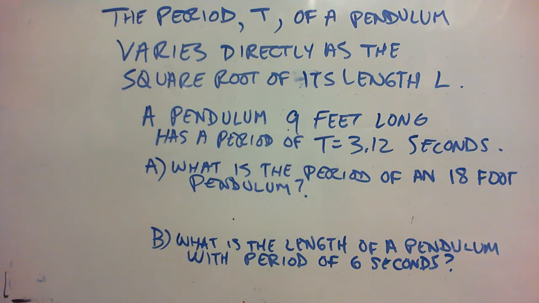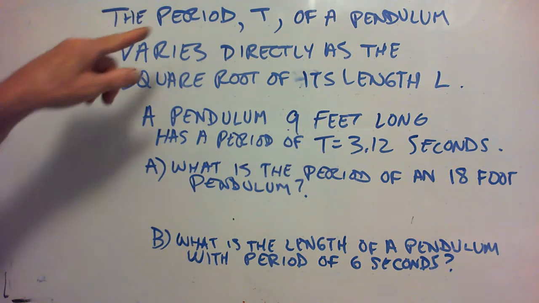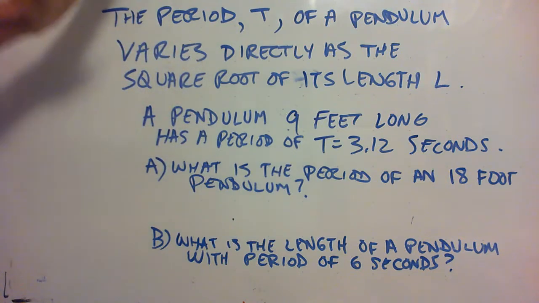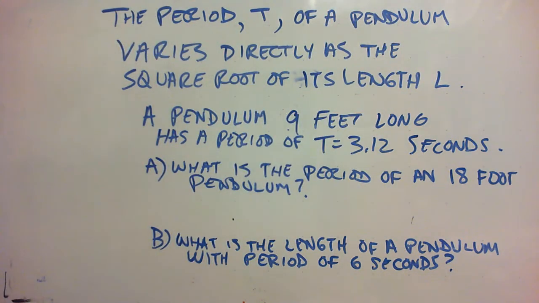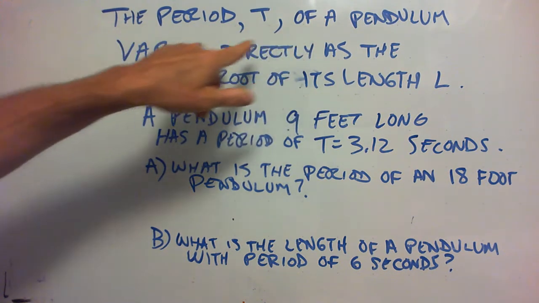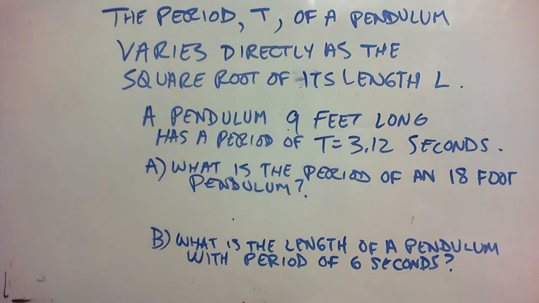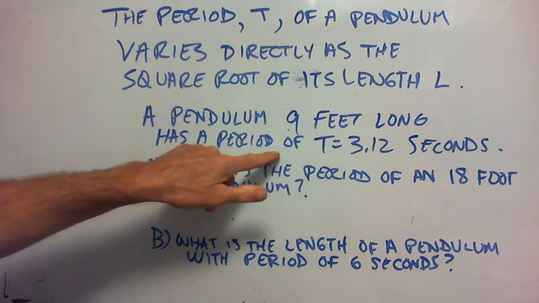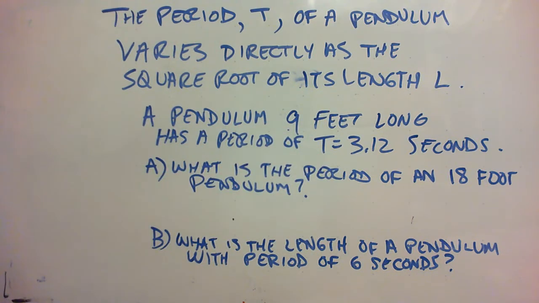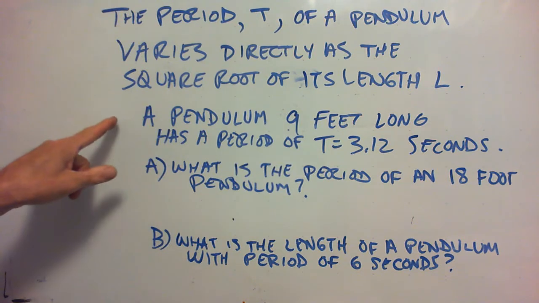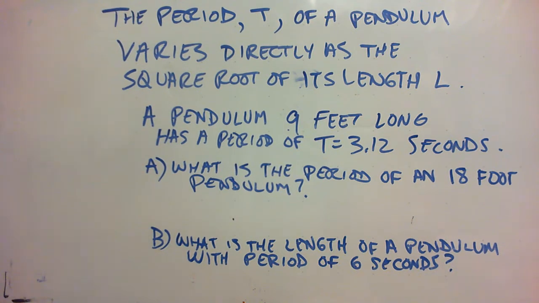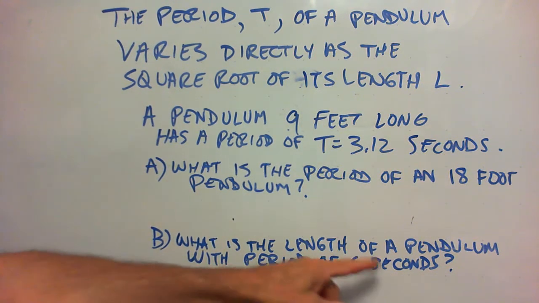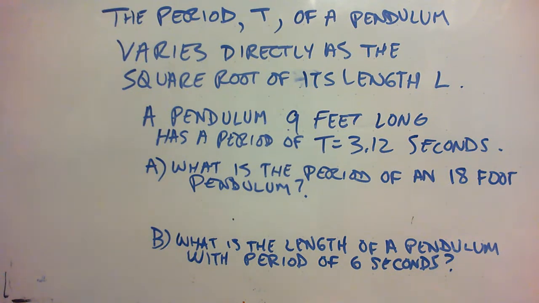Okay, our next problem is a pendulum problem. For pendulums, the period, which is the time for the pendulum to go back and forth one complete cycle, the period t of a pendulum varies directly as the square root of its length L. A pendulum 9 feet long has a period t equal 3.12 seconds. With this, we are to answer two questions. What's the period of an 18-foot pendulum? And part B, what is the length of a pendulum with period of 6 seconds?